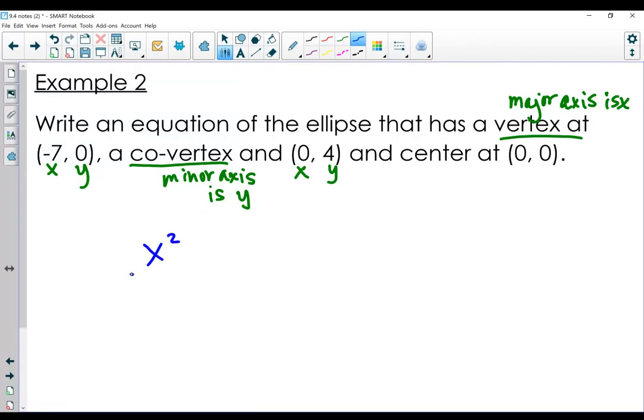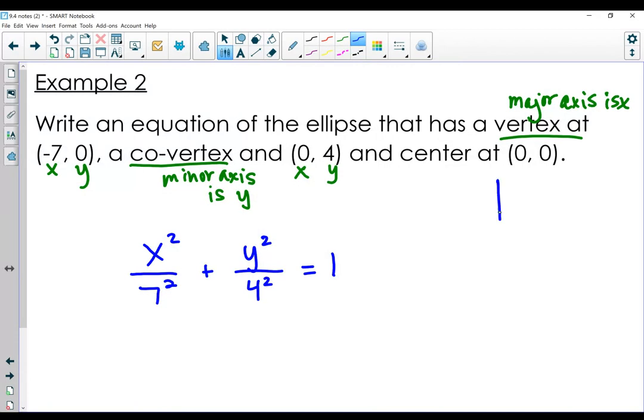So in order to write the equation for an ellipse, I will have x squared over a number plus y squared over a number, and then it's going to equal 1. So if I know my major axis, I've got that negative 7, 0, then this number paired with x is going to be 7 squared, and with y, I'll have 4 squared.